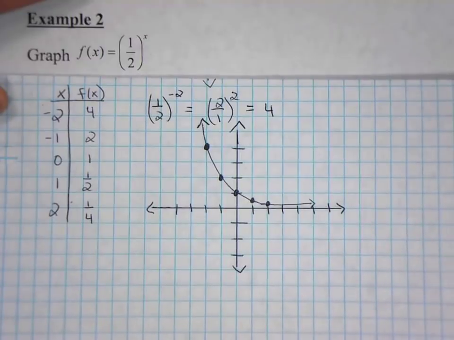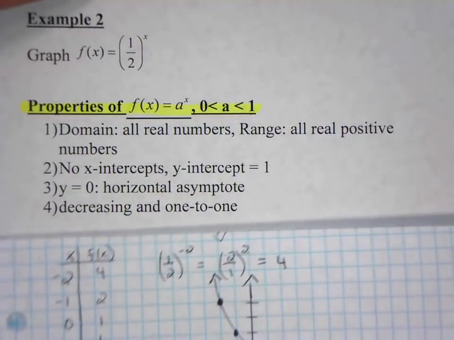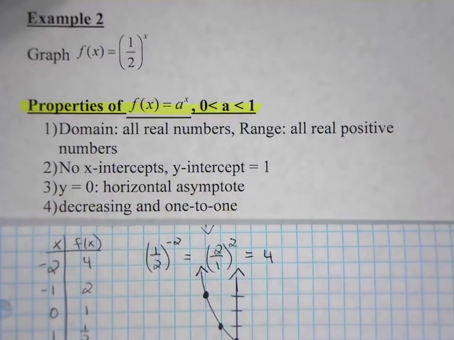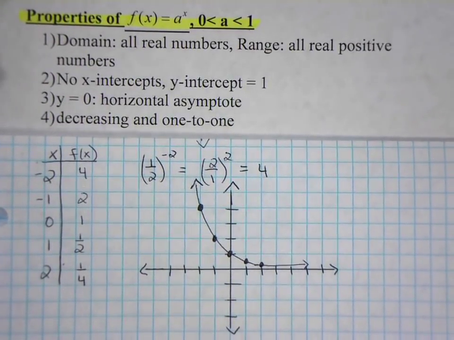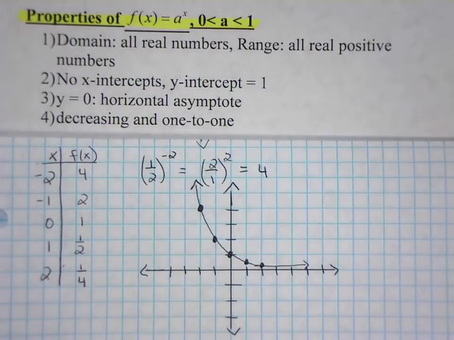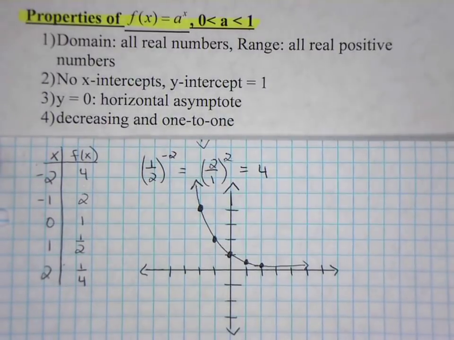So another list of some properties I'd like for you to copy into your notes would be the properties of f of x equals a to the x when a is between 0 and 1. So this would be when you get a base that is a rational number between 0 and 1. We're noticing the domain is all real numbers, range is all positive real numbers, no x-intercepts, a y-intercept at 1, y equals 0 is your horizontal asymptote, or that's the same thing as the x-axis, and it is decreasing and also one-to-one. So make sure you take a minute and copy those properties down.